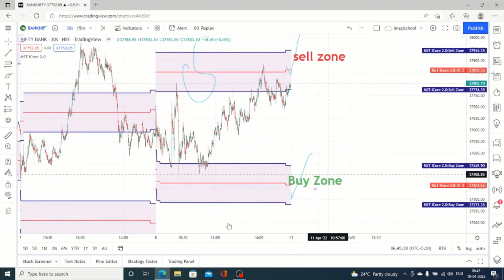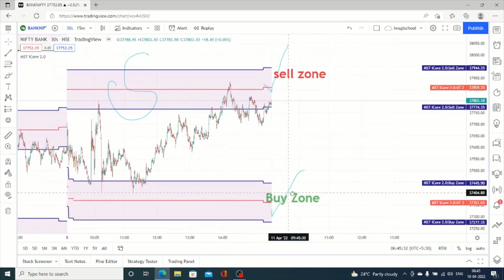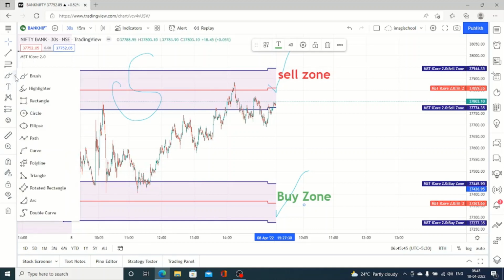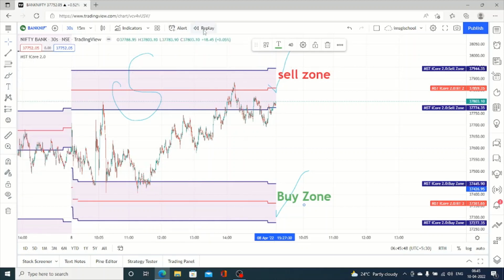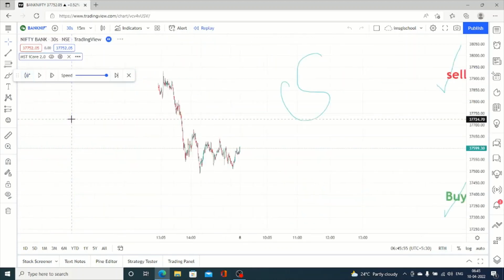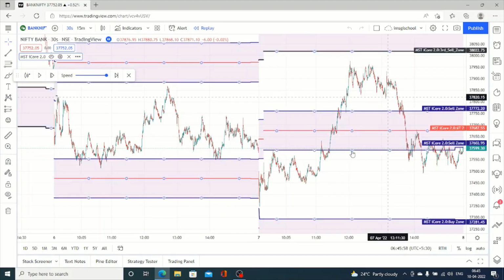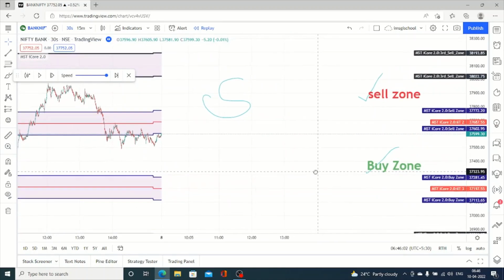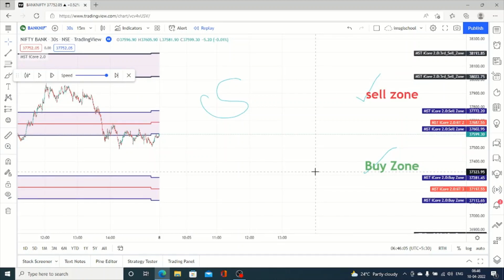I'm enlarging this. Where is the eraser? Drawing tool. Can I find any eraser here? No. Okay, I will use the bar replay. So I'm keeping it at the 9:15 time frame, which means the market has not yet opened. It is about to open.